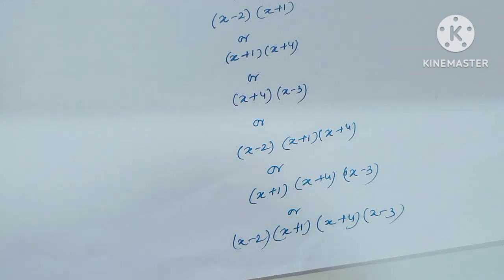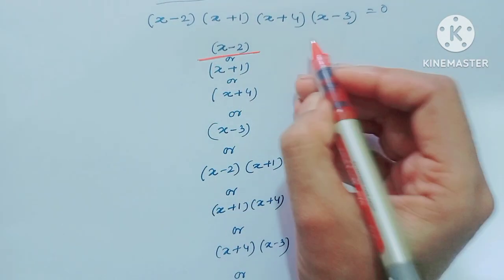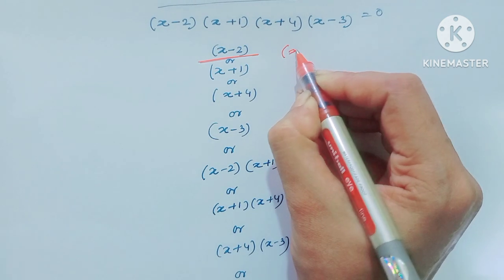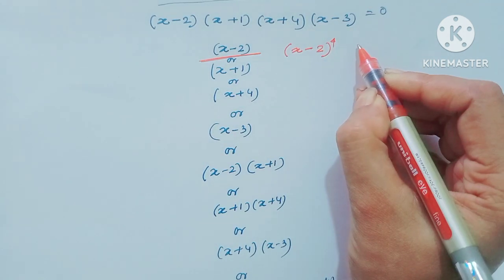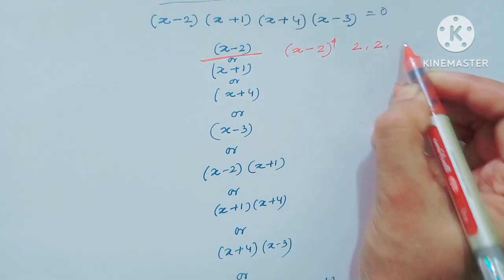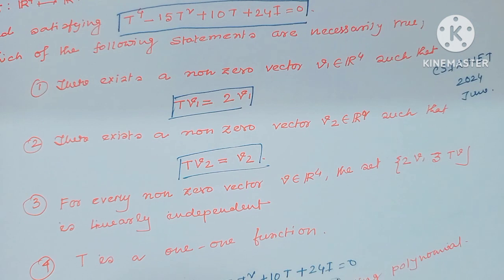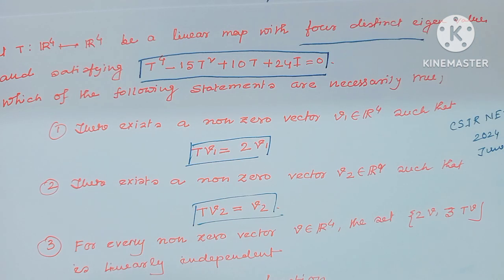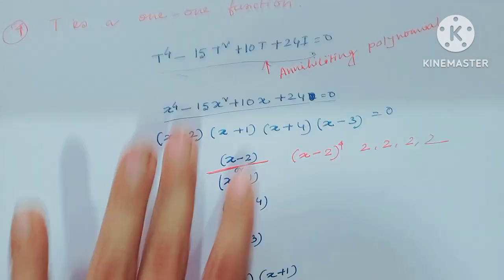From this, if this is the minimal polynomial, then the characteristic polynomial would be x minus 2 to the power 4. That means the eigenvalues would be 2, 2, 2, 2. This cannot be possible, because here it is given this operator has 4 distinct eigenvalues.